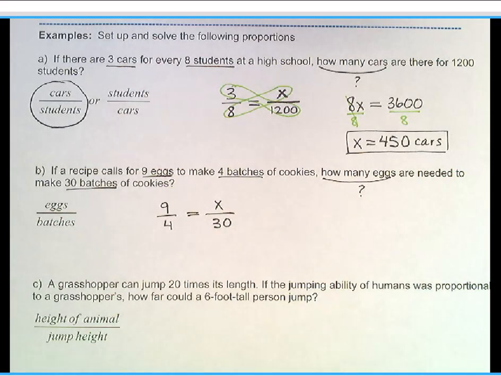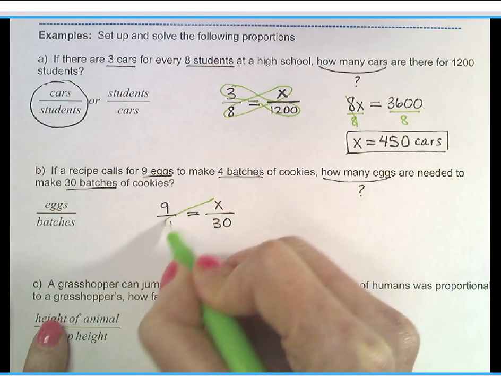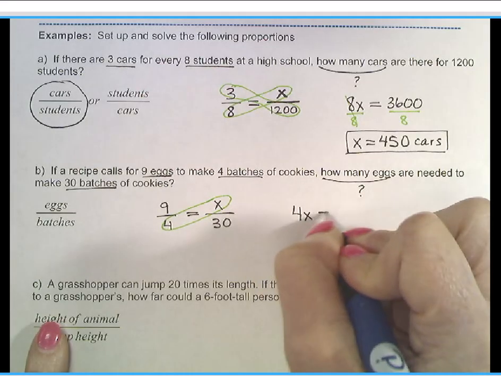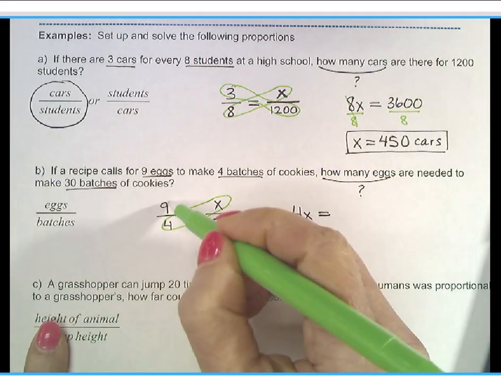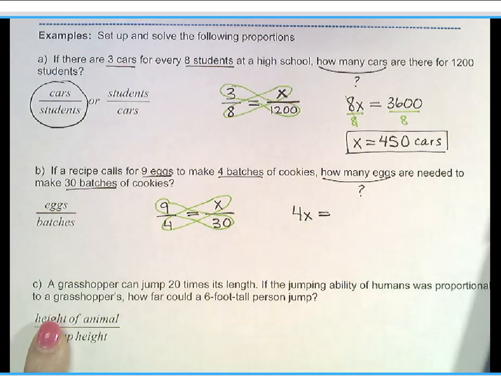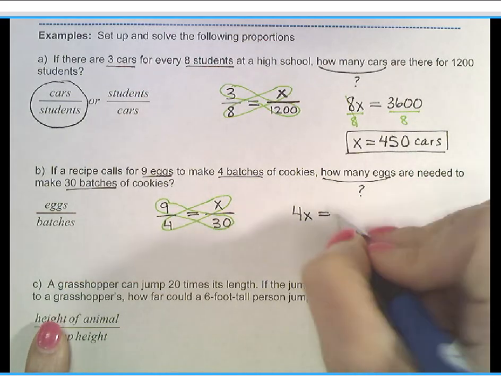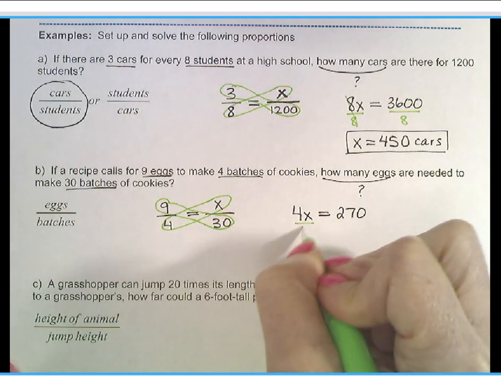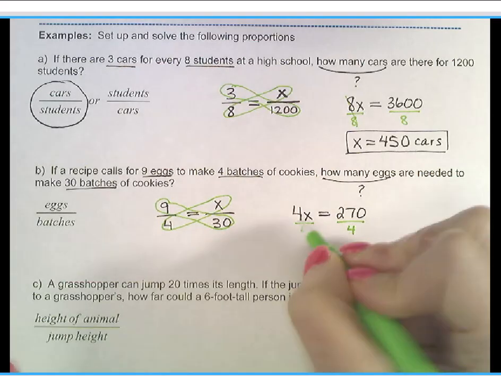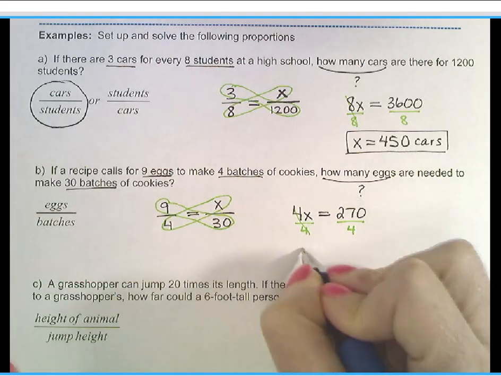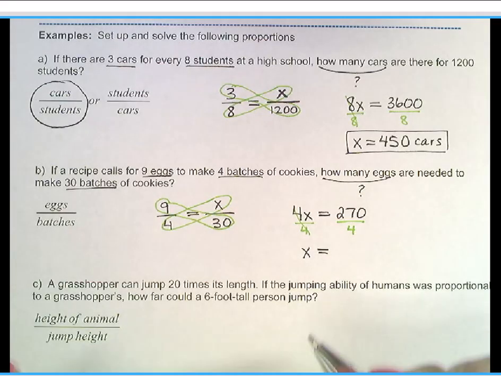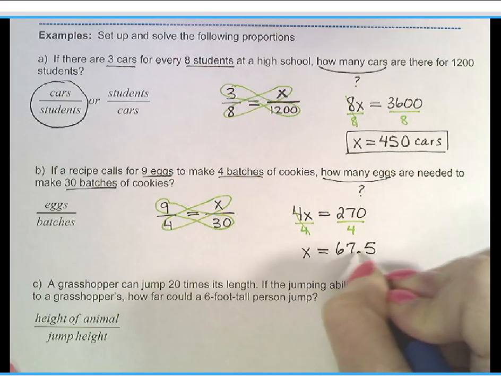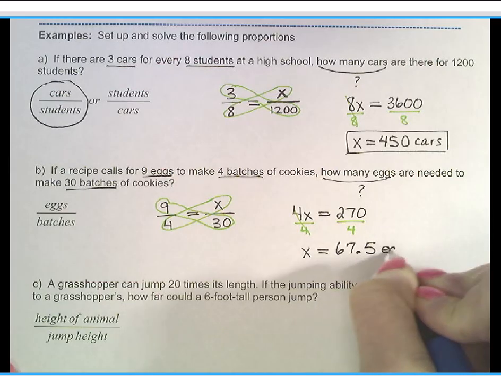And that should be a fairly easy proportion to solve. So start there, 4x equals the other diagonal, 9 times 30, and 9 times 30 is 270. And then what we're going to do, divide both sides by 4. And you can use a calculator if you need to. 270 divided by 4, 67.5. Okay, I'll let you do a decimal if it's just a 0.5 at this point.